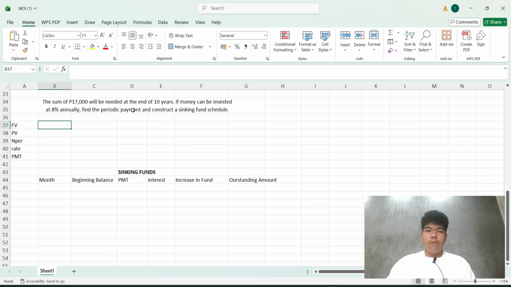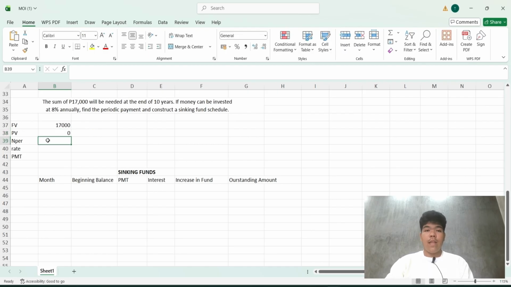Before we make our sinking fund schedule, we must first list down our givens. Now, 17,000 is our future value because it is the amount of money that we want to save after 10 years. So at FV, for future value, we put down 17,000. Enter. Now for the present value, in the problem there is no present value stated, so in this cell we just put 0.